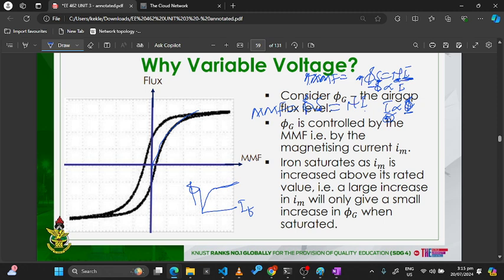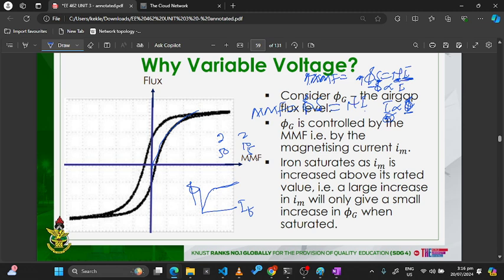Is that okay? So let's assume initially, if I increase current by 2, the flux increases by 2. When it starts to saturate, I may increase the current by 50, and the flux has just increased by maybe 10, or maybe by 5. Is that okay? Because it has saturated. So the iron saturates as Im, which is the magnetizing current, is increased above its rated value. Is that okay? So that means a large increase in Im will only give you a small increase in flux.